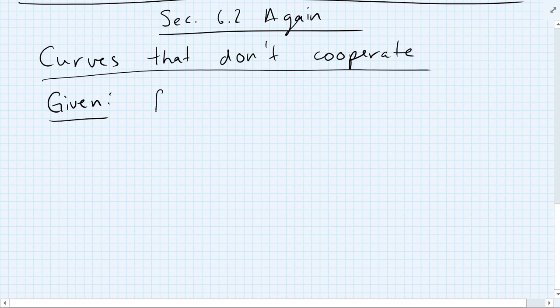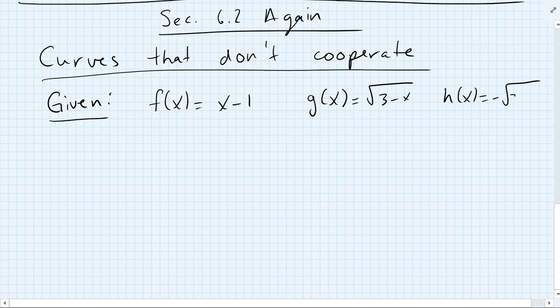What if you are given that f of x is equal to x minus 1, and g of x is equal to the square root of 3 minus x, and h of x is equal to the negative square root of 3 minus x, and you're asked to find the area between those three curves? What are you going to do?